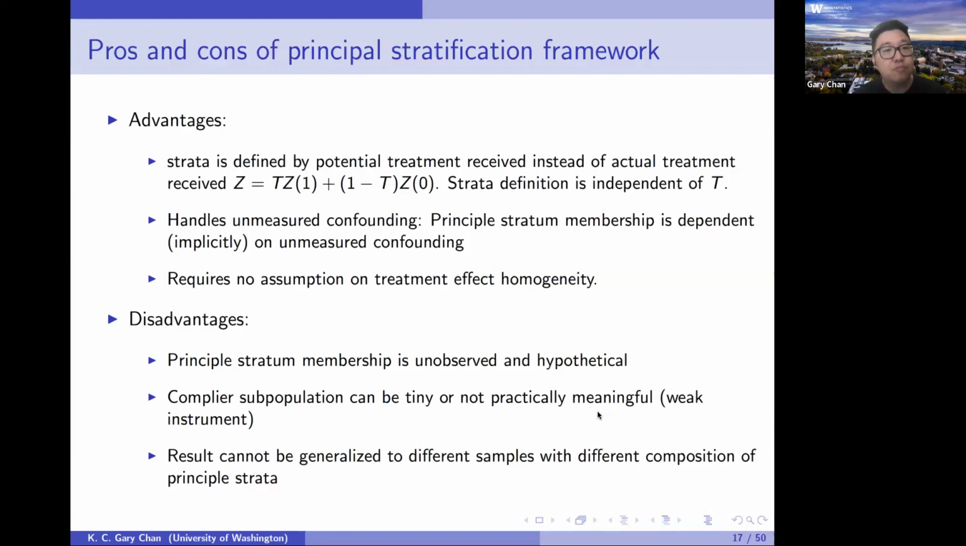But there are disadvantages, because the principal strata membership is also hypothetical and not observed. You can't verify whether someone is a complier or not. Also, the number of compliers can be tiny or not practically meaningful. In some cases, this is related to the weak instruments problem, which could be a practical problem. And results cannot be generalized to different samples, because different samples may have different complier subpopulations, so it is hard to generalize the results. So those are the pros and cons of this approach.